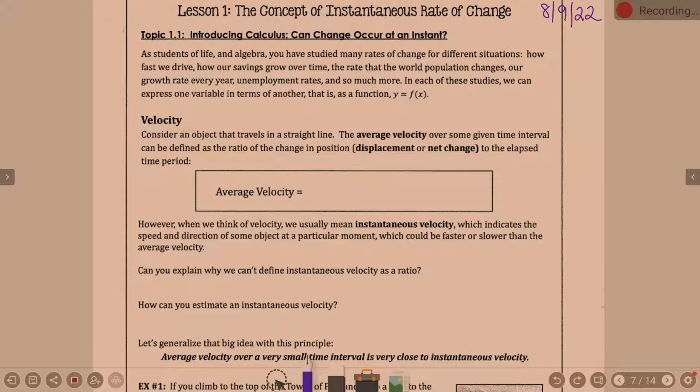Can change occur in an instant? If we look at what's here, as students of life and algebra, you have studied many rates of change for different situations. How fast we drive, how our savings grows over time, the rate that the world population changes, our growth rate every year, unemployment rates, and so much more. In each of these studies, we can express one variable in terms of another, that is, as a function, keeping in mind that y is equivalent to a function, or f of x, where f represents a function and x represents the input.